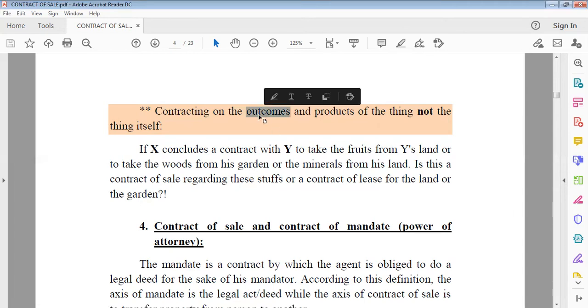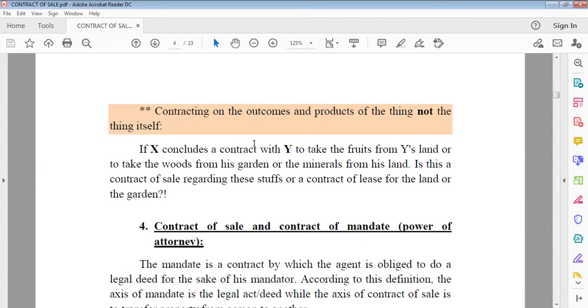So if the thing is focused on the outcomes, then it is a contract of lease, simply because the person who is the leaser keeps the land and he keeps the origins, I mean the thing itself. However, the lessee is taking only the benefit of that thing, which is the outcomes, in an opposite, which is the price. So it is said that the contract in cases of taking the outcomes of the thing is a contract of lease.